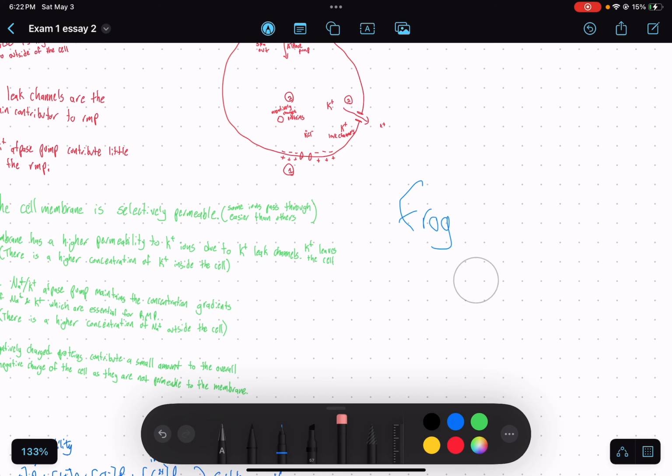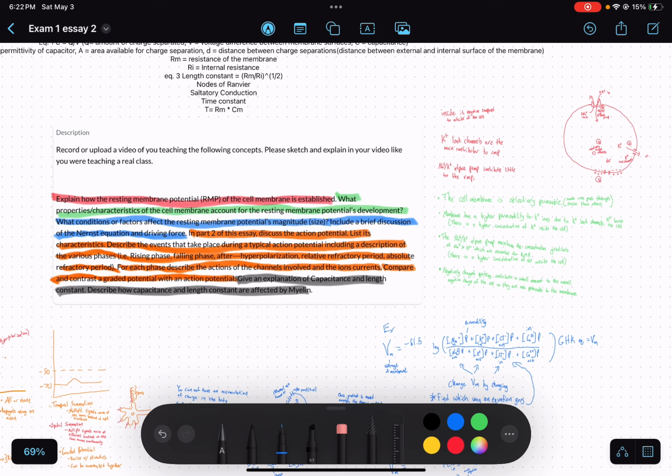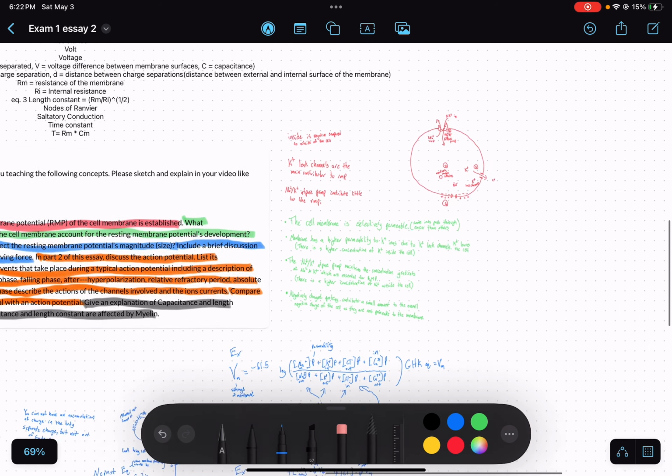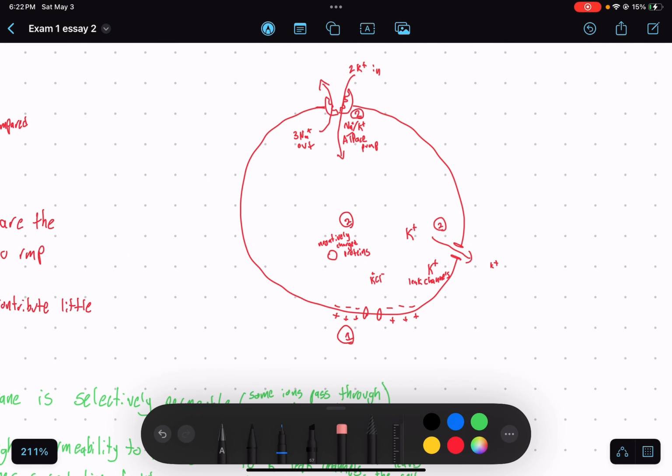Next, we're gonna jump right into the questions. First things first, it's asking us to explain how the resting membrane potential of the cell membrane is established. So I drew a little cell here, and I drew three different things. I drew a potassium leak channel, which is over here. I drew a sodium-potassium ATPase pump, and I drew negatively charged proteins.